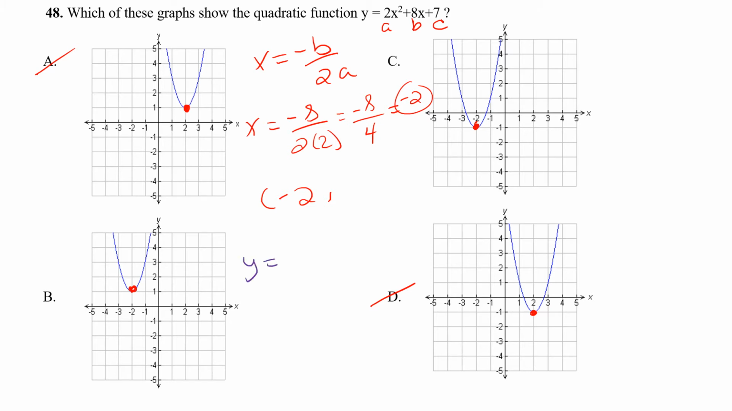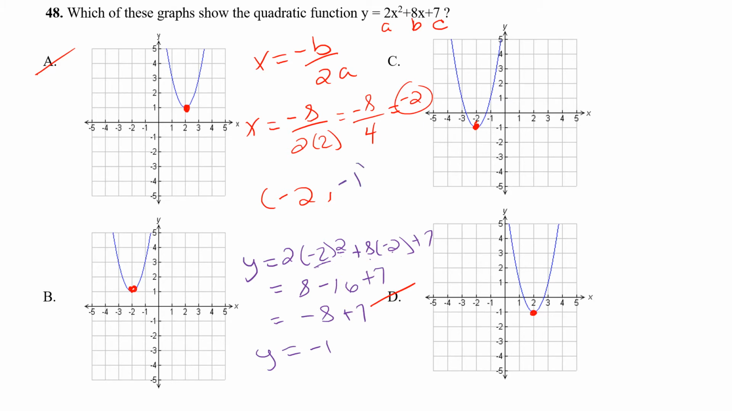So y is equal to 2 times negative 2 squared plus 8 times negative 2 plus 7. Remember, if you're plugging in anything into a quadratic function, you're going to do the exponent first. So you're going to do negative 2 squared, which is 4, and 4 times 2 is 8. 8 times negative 2 is negative 16 plus 7. 8 minus 16 is negative 8 plus 7. So y is actually negative 1.